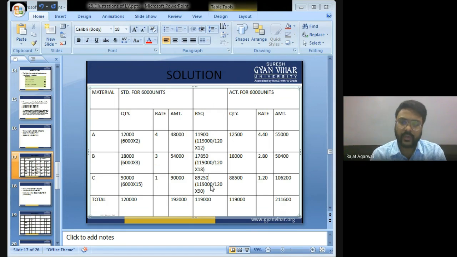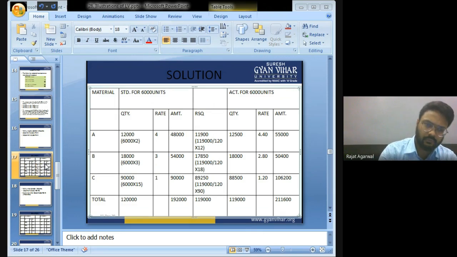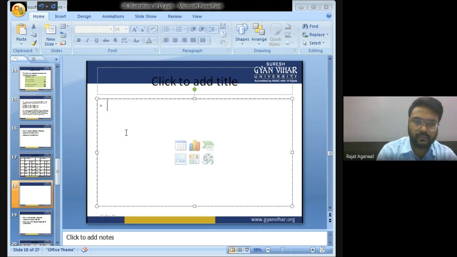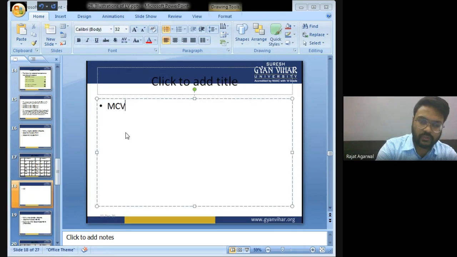If you want to calculate material yield variance or material mix variance, then we can calculate. In the question, they have not asked you to calculate material mix and yield variance, but we are going to calculate material mix and yield variance also, so that we can get clarity on these two topics. First of all, material cost variance.